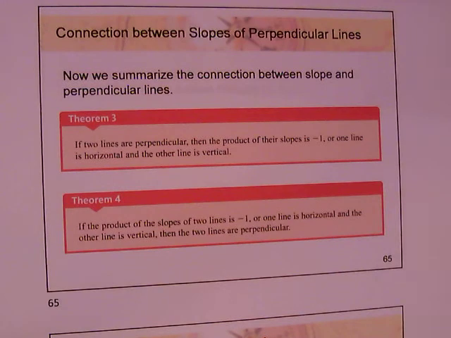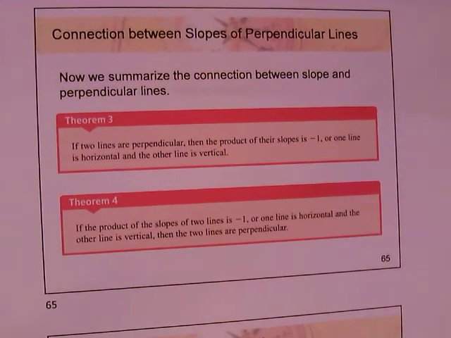Okay, so here's the connection between the two. Here are theorems 3 and 4. Theorem 3 says, if two lines are perpendicular, then the product of their slopes is -1, or one line is horizontal and the other line is vertical. And then theorem 4, if the product of the slopes of two lines is -1, or one line is horizontal and the other line is vertical, then the two lines are perpendicular.